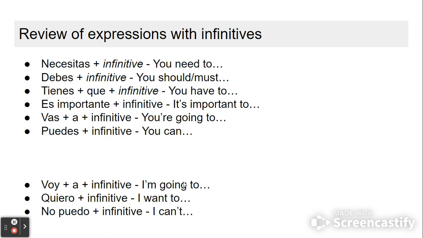Quiero plus infinitive, kind of along the same lines, talking about what you want to do. I used an example of no puedo plus the infinitive. No puedo imaginar una vida sin frutas. I can't imagine. So all of these are possibilities, and just remember that you have these expressions in your toolbox based on things that we practiced in the past.